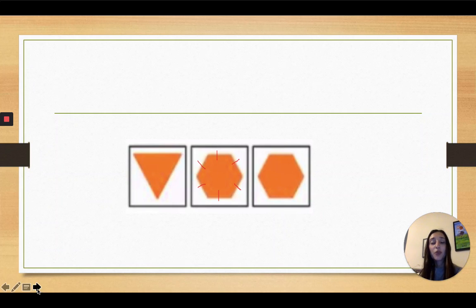Very good job. So when you're at home, you can try to make patterns by yourself too. And you can make patterns with tons of different things. You can make patterns with Legos, with erasers, with pencils. Anything that you can find, you can make a pattern with.